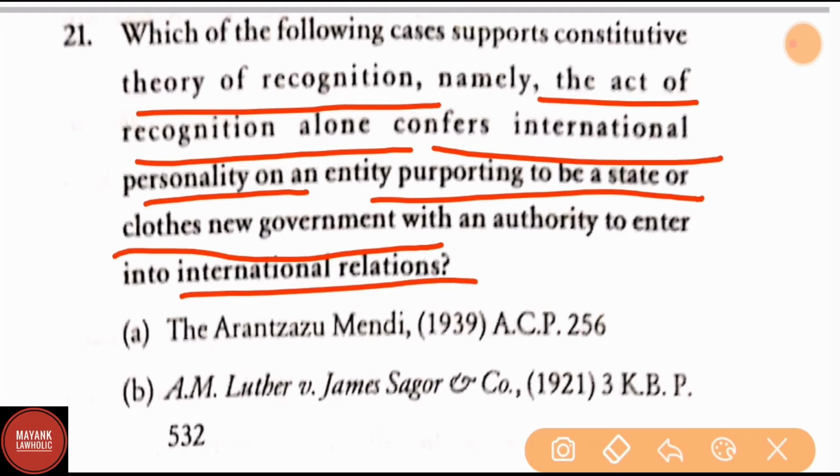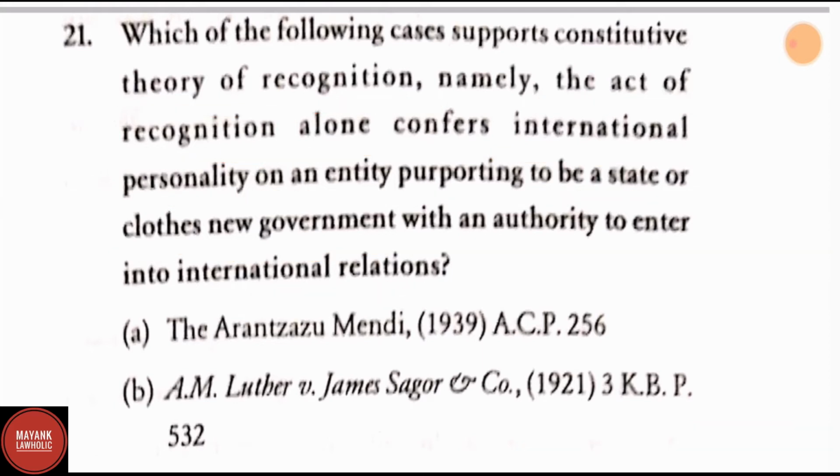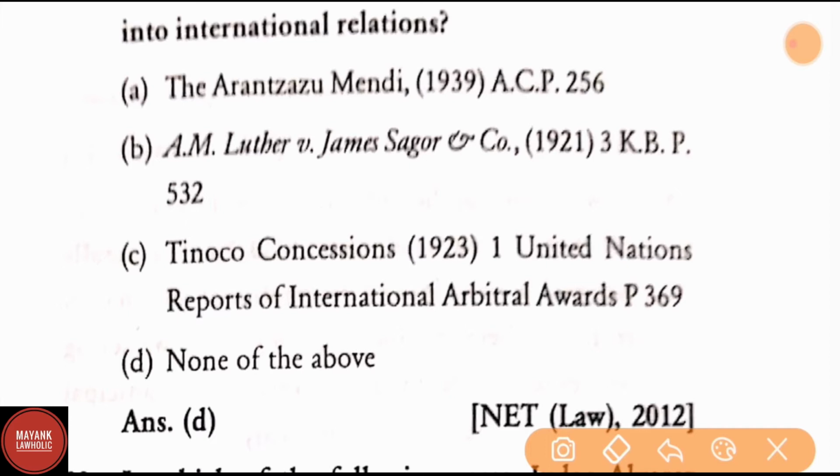into international relations? Options: A. The Aranthasusuk-Mendy case, 1939; B. A.M. Luther versus James Sagor, 1929; C. Tinoco Concessions, United Nations Reports of International Arbitral Awards; D. None of the above. The correct answer is none of the above cases.